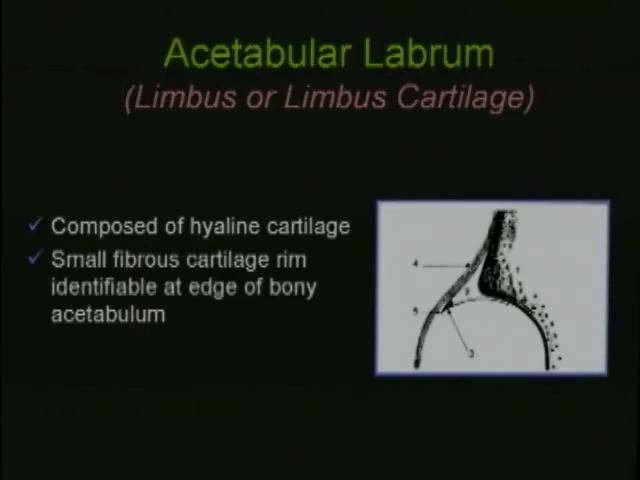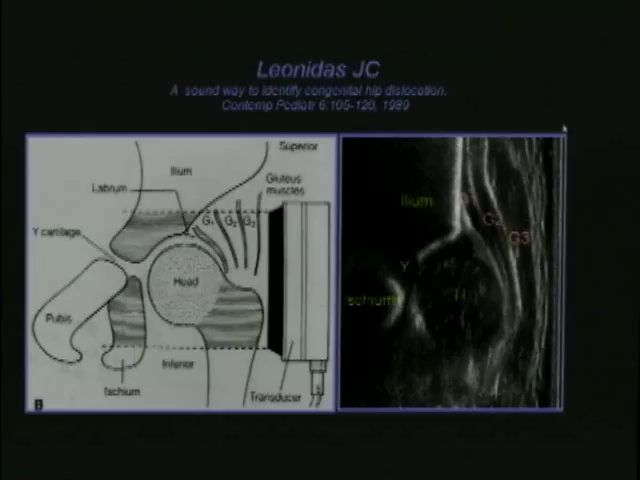Let's talk a little bit about the anatomy of the hip joint before we go on and talk about how to do the ultrasound and how to interpret the findings. There is a bony component to the acetabulum, and there is also a cartilaginous component. Remember, the cartilaginous component has hyaline cartilage in it with, at the very tip, a fibrous tissue component. We also will look for the joint capsule surrounding the hip joint.